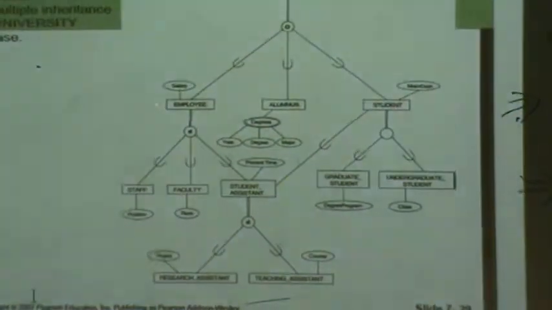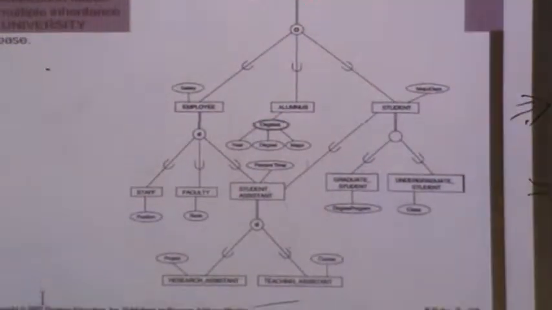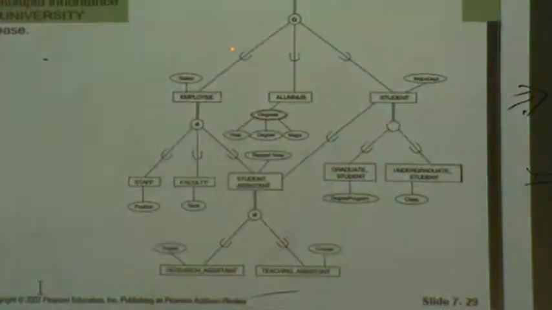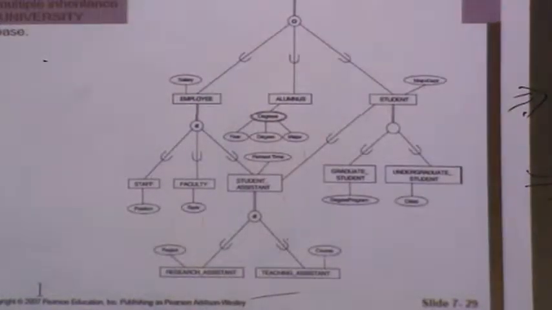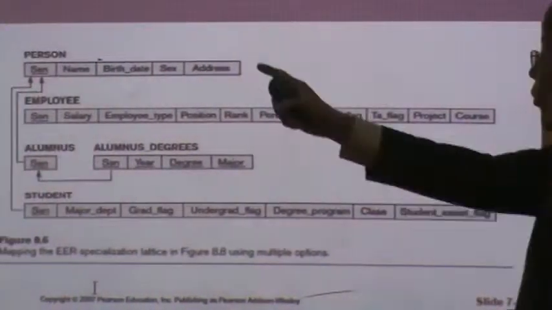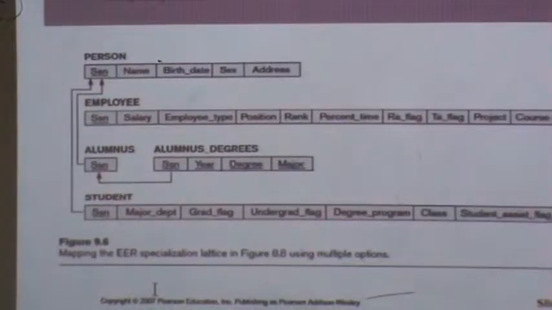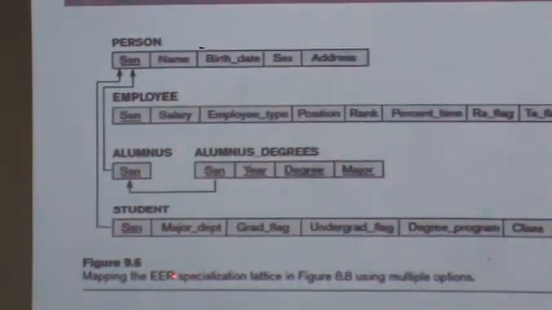Okay? Why don't you take a look at this one? It's a full participation with overlap. Okay? It's an overlap. So each option, option 1, 2, 3, 4, one of the options, each one is a selected one. It's the first option, right? You can see person, you can see employee, you can see alumnus, you can see student, right?